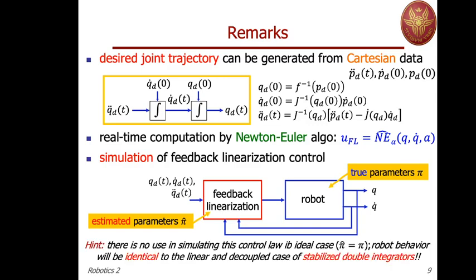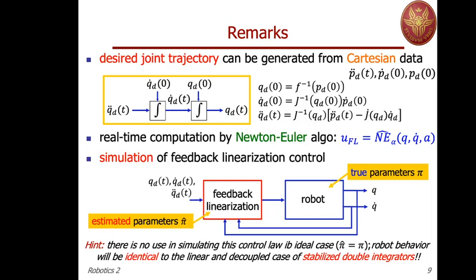Because if you simulate this controller in the ideal case, so when p hat used in the feedback linearization controller is equal to the actual true parameters p, then after a long computation, the evolution of your system will be identical to that of linear and decoupled chains of double integrators stabilized with the PD. So, especially if you have a high number of degrees of freedom, so a very complex model to simulate, you may take a while on your computer to simulate the system, while the result will be exactly the same as simply simulating double chains of integrators stabilized with PD.